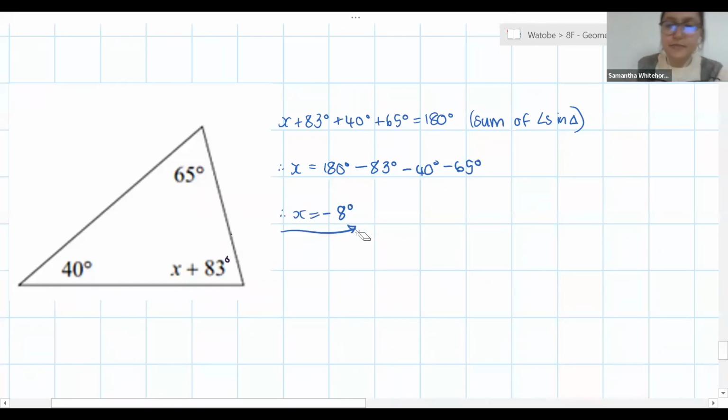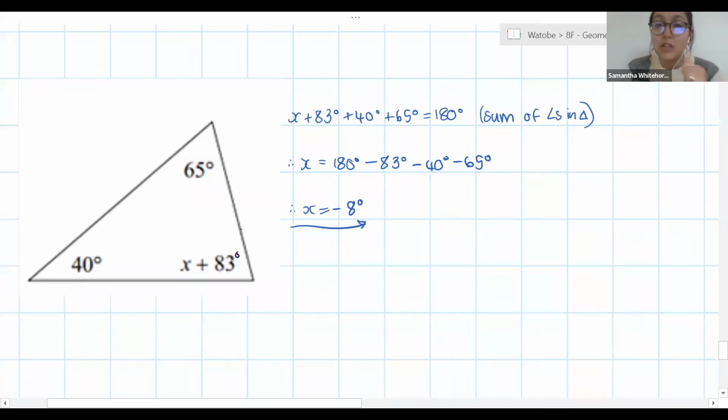Now remember, whilst we don't get negatives a lot, it can happen. And if anyone's keeping an eye on the chat, Sherazad made a very good observation: if you were to add 40, 65, and 83, you're already over 180. So it would have to be a negative answer in order to get us to 180 degrees, which we know all of those triangles must add up to. That's a really good observation. Well done. And exactly, our answer here is negative 8. Nice, guys. You're doing so well.